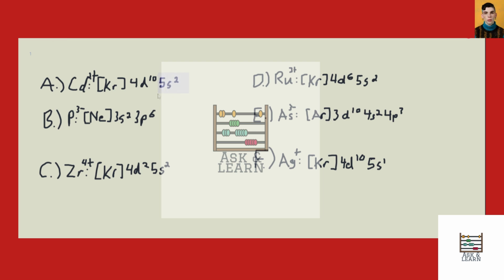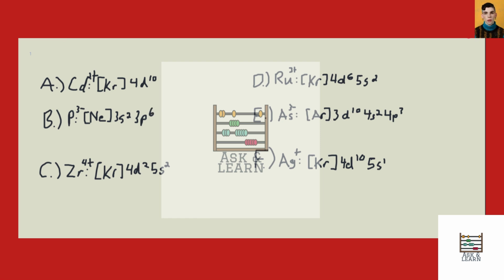So cadmium 2 plus, we're going to lose 2 valence electrons. So we're going to lose these 5s electrons. For phosphorus, this is incorrect. This should originally be 3, and then we're going to convert it to 6 because we have to add 3 electrons.